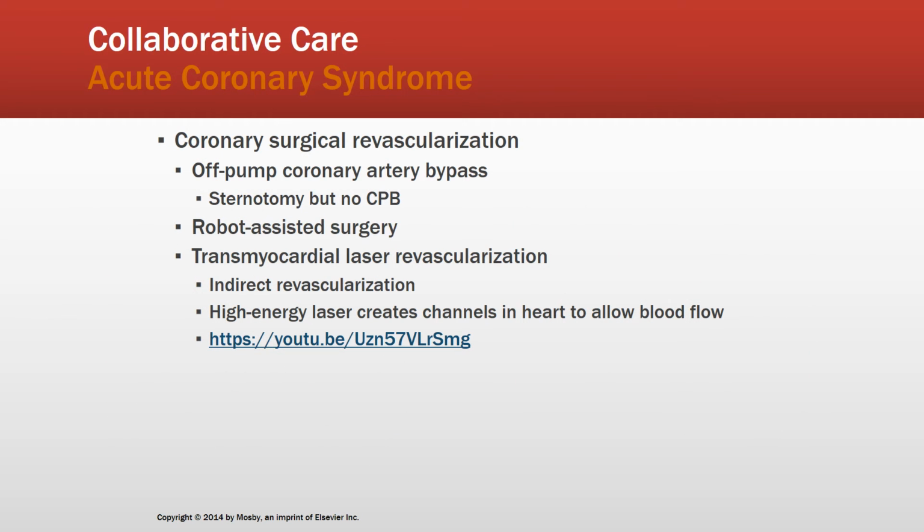Some other collaborative care for coronary syndrome would be coronary surgical revascularization, off-pump coronary artery bypass. There is a surgery where they'll do a sternotomy, but they won't put the patient on cardiopulmonary bypass. In other words, they won't put the patient on the heart-lung machine. There is also robotic assisted surgery, and there is transmyocardial laser revascularization. Good to know, but usually not typical questions that we like to ask. So don't spend too much time with these collaborative care situations.